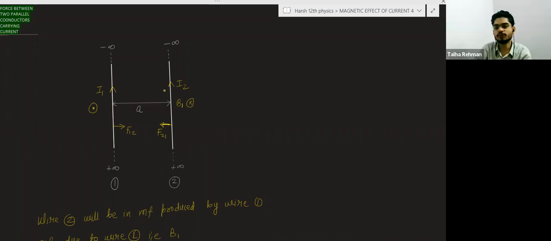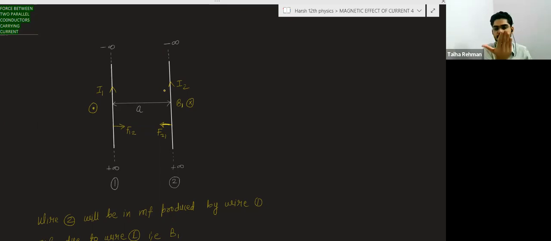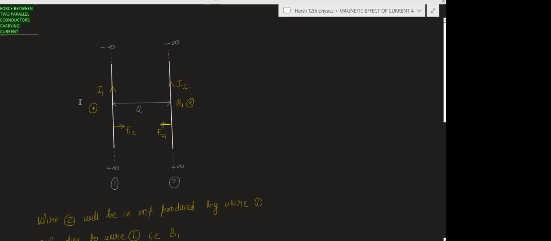Now you will apply again the right hand rule for the force. Point your fingers along the direction of the current and curl like this. So you will get the direction of the force F12 in this direction, towards me. You will curl this time towards you because this direction represents out.